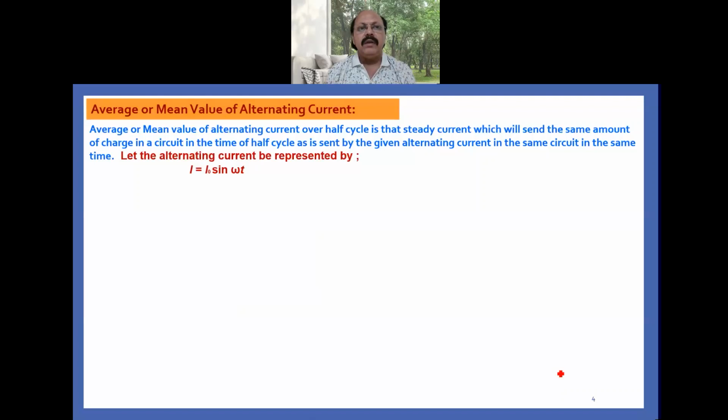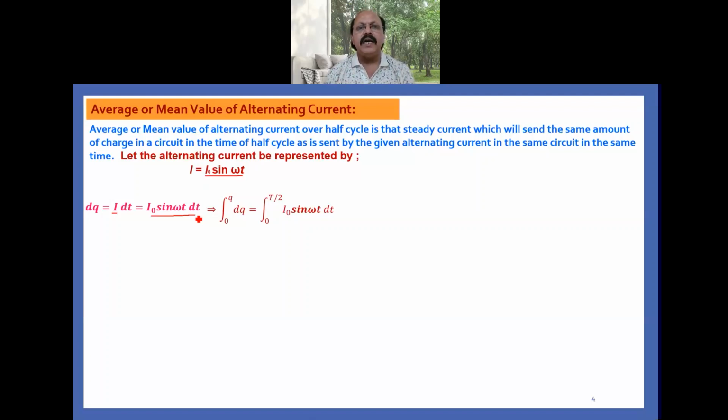So let alternating current be represented by I equal to I naught sin omega t, and the charge dq equal to I dt, that is I is equal to dq upon dt. Now we substitute the value of I from here in place of this I. So that becomes dq equal to I naught sin omega t dt. Now this is the small amount of the charge sent by alternating current.